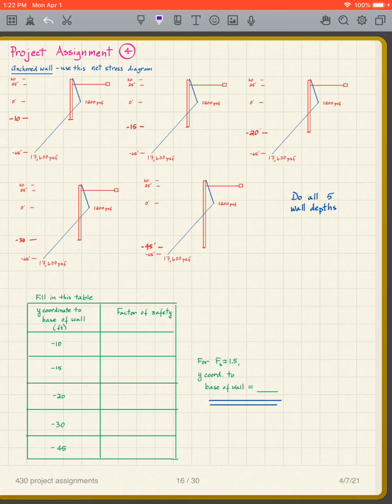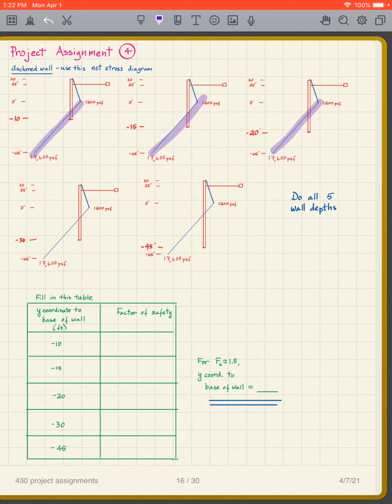If you remember, we did our lines, and again, we had 1200 PSF in the active zone at 0. So each one of these cases has 1200 at 0. We called that line 1. And then we had the line going from the 1200. This is the net stresses. So to get the net stress, it looks like this. And when we got to 65 feet below the ground surface, it was 17,600.